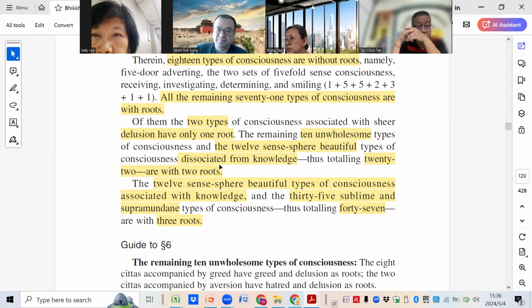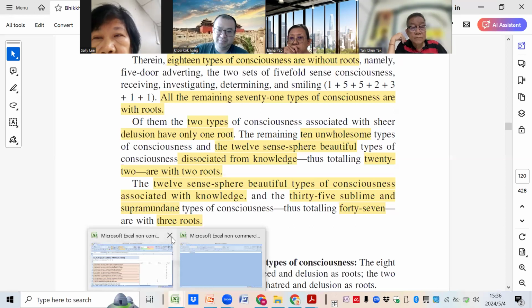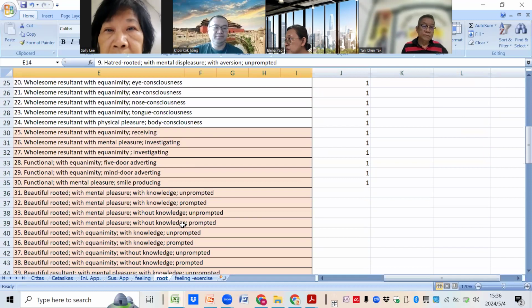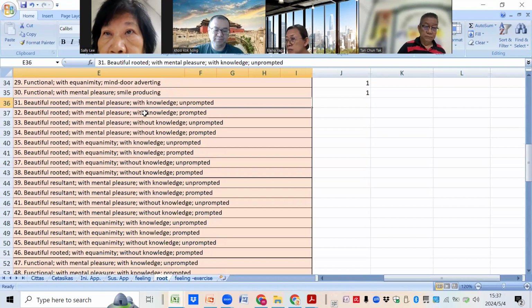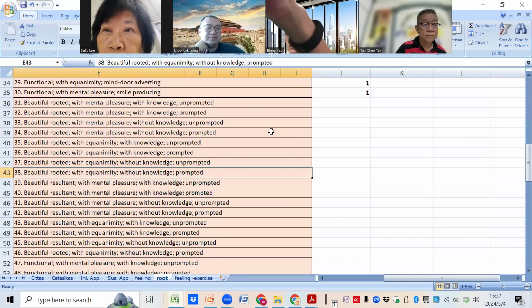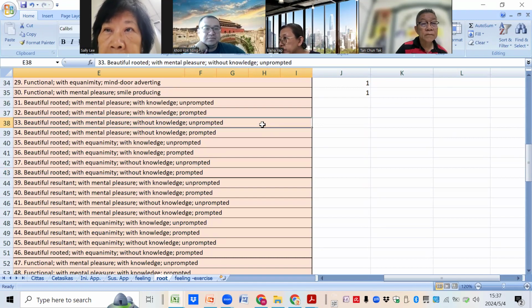So now we go to find the ones dissociated from the knowledge. Let's take a look. So we just find out those dissociated with the knowledge. So we get it already. Okay, so from 31, we start to see, Elena, from 31 to 38, which one is dissociated with the knowledge? Dissociated?